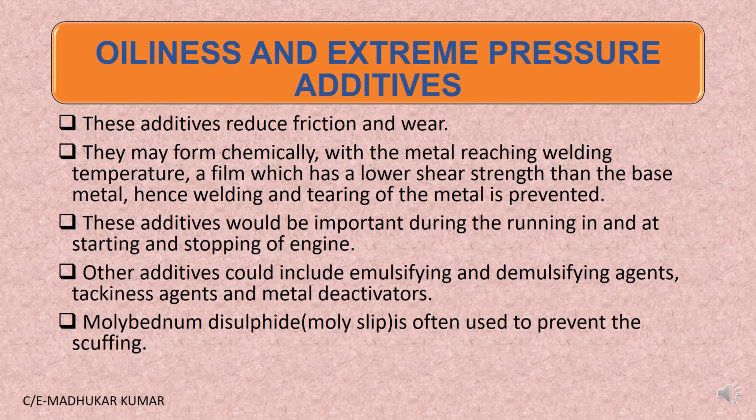Other additives include the emulsifying and de-emulsifying agents, tacking agents and the metal deactivators. So this is going to give you better protection when it is added to the lube oil. Molybdenum disulfide, molyslip, which we have used on board ship so many times, is also used to prevent scuffing.